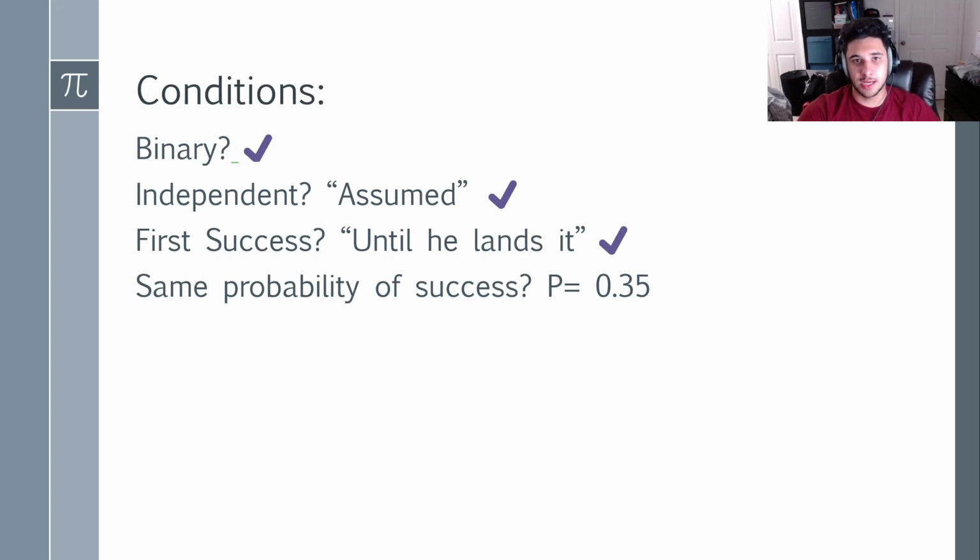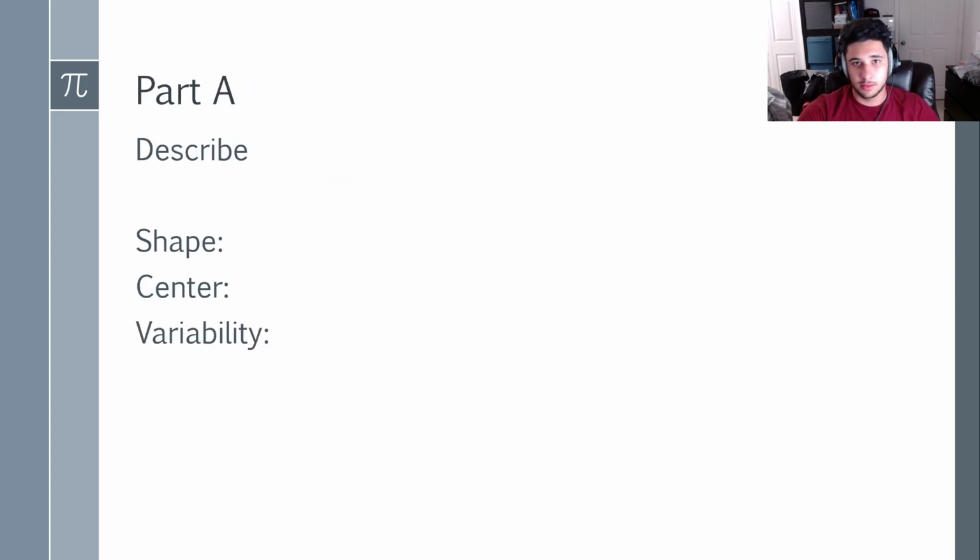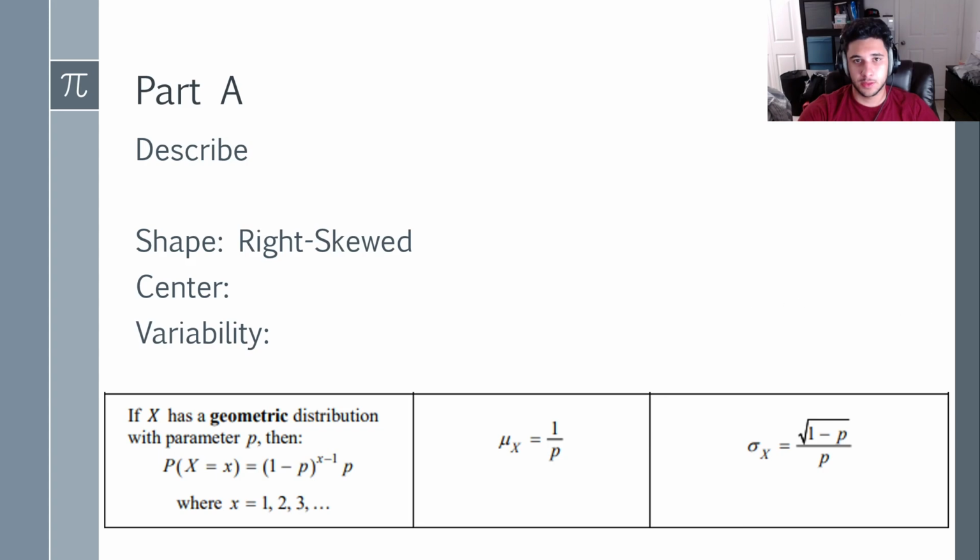Now that we have met the conditions, it's time to answer part A. Since in part A we are asked to describe the distribution, we must use previous knowledge. We learned that to describe a distribution, we need to use shape, center, and variability. The shape for a geometric distribution is always right skewed, so we can put that down. As shown previously, these two equations show both the center and variability. The center is the mean, mu of x equals 1 over p, and the variability is the standard deviation, sigma of x equals the square root of 1 minus p over p.